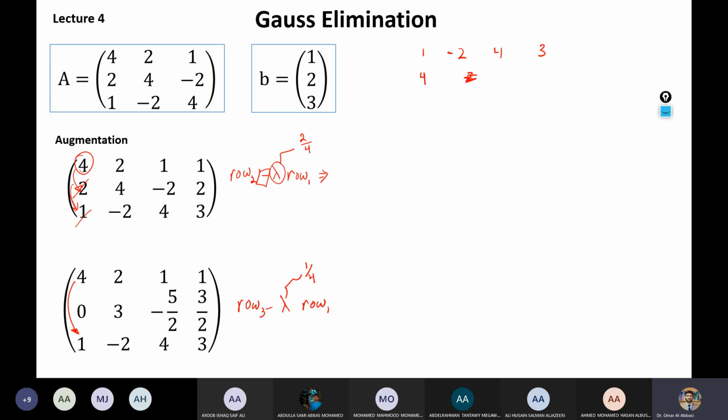4 and 2 and 2 and 1 and 1, and the pivot is minus, of course, 1 over 4. Guys, do that operation yourself. Once you do that, let me know because I need to move to the next pivot. I will pause here for a few seconds. If you are done, just say done, Doctor.